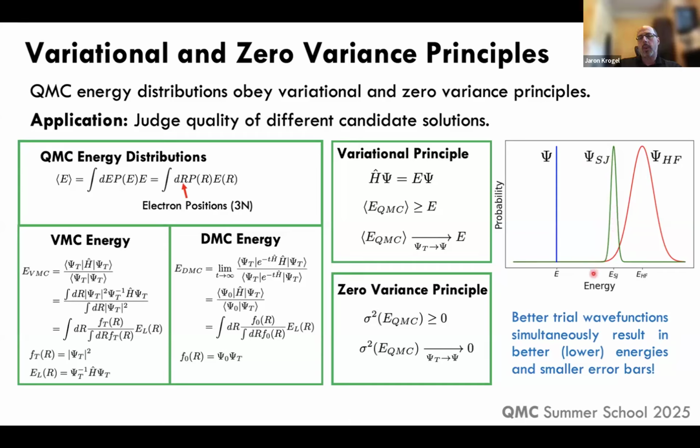So an important point here is that better trial wave functions simultaneously result in better or lower energies, and also smaller error bars, smaller statistical uncertainties. And that means you can gain a fixed statistical uncertainty with fewer samples. And so that's an efficiency gain, and that efficiency gain gets better and better the closer you get to the exact trial wave function.